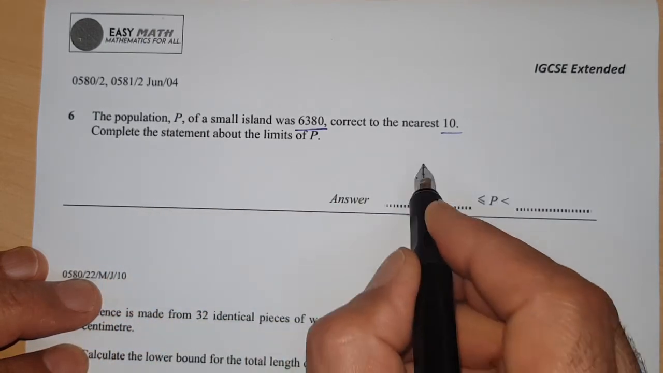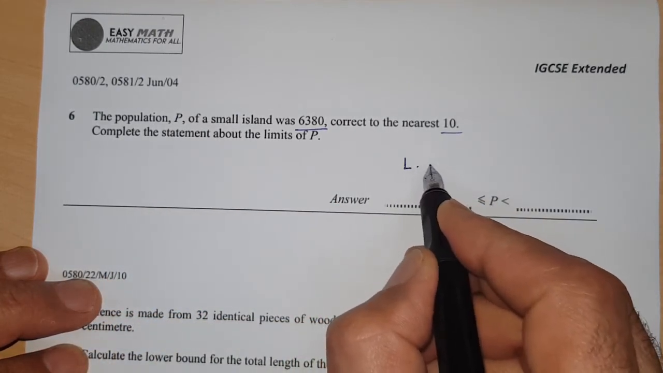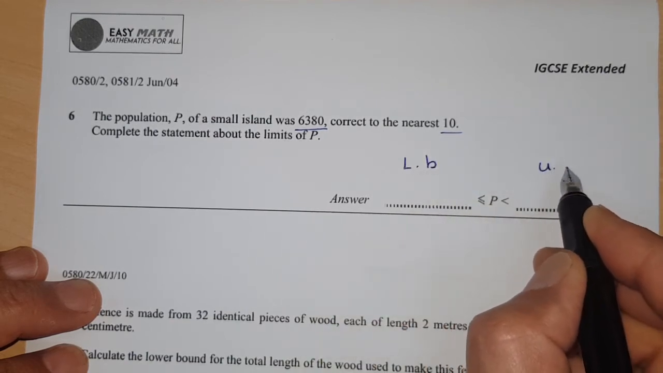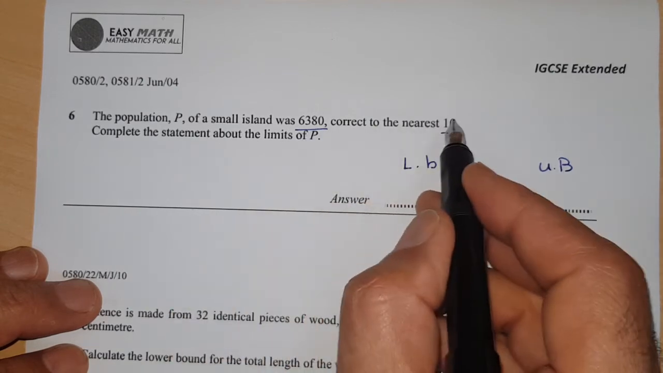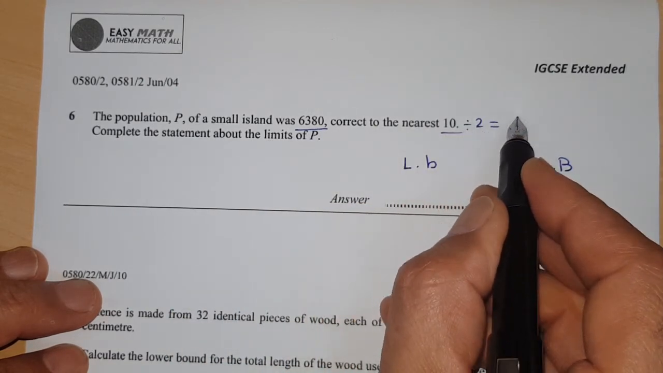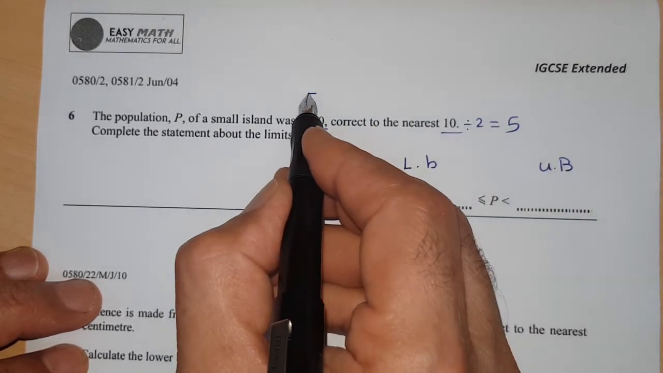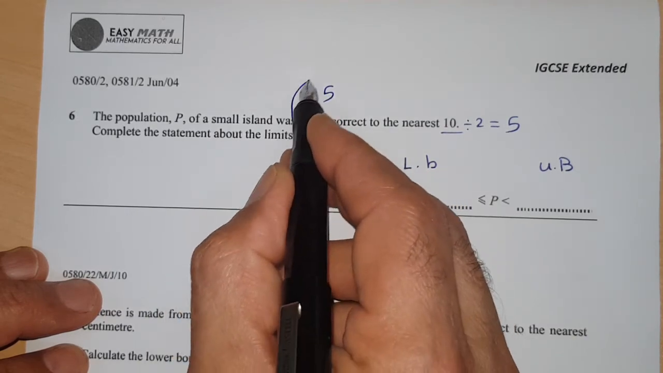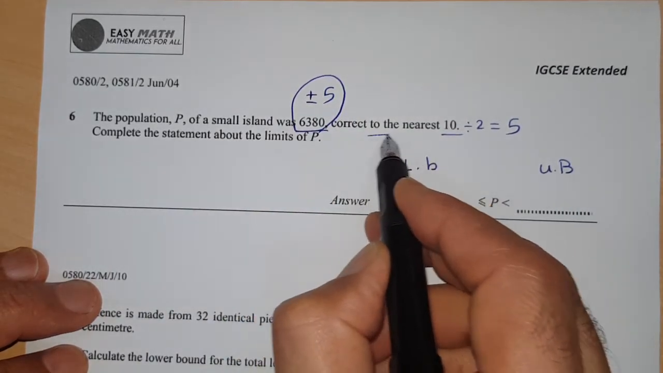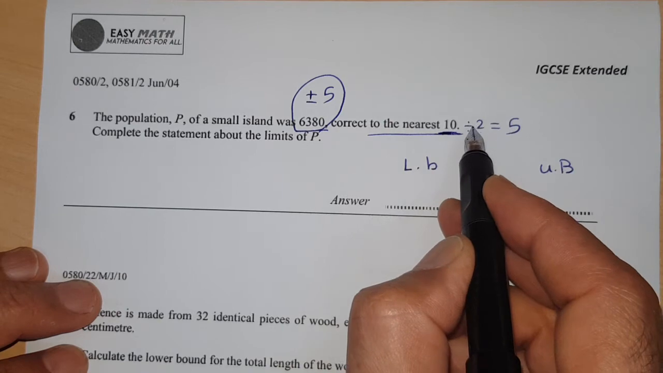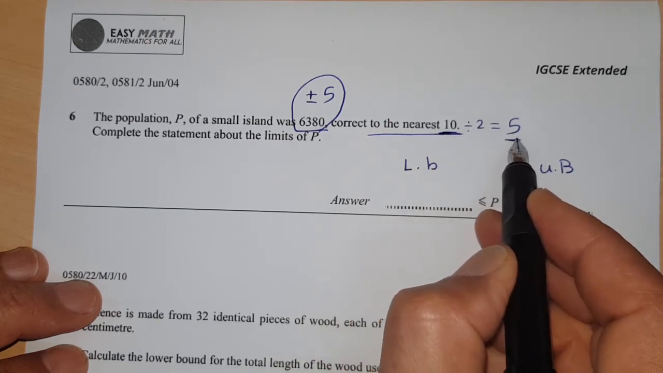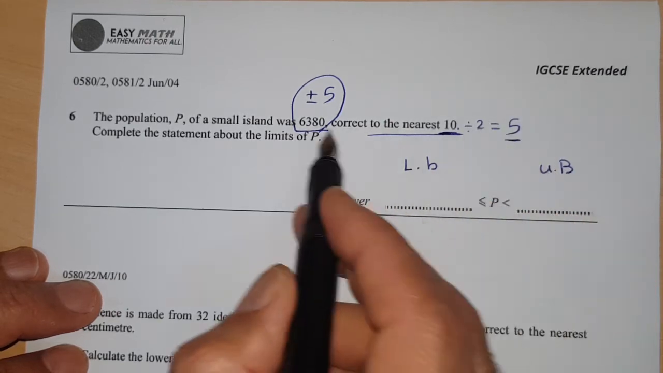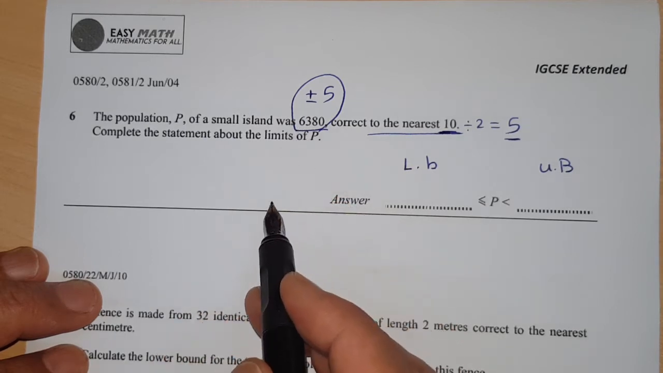Limits of P means the lower bound and the upper bound. This number is correct to the nearest 10, so take this 10 divided by 2, which is equal to 5. So add 5, subtract 5. Very easy to get the lower and upper bound. The accuracy mentioned in the question, divided by 2, gives you the half amount. Just add it to and subtract it from the number, and you get the lower and upper bound.